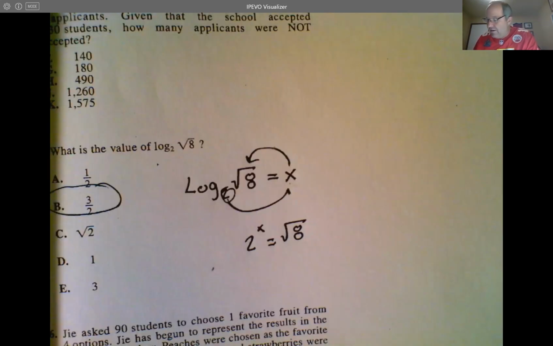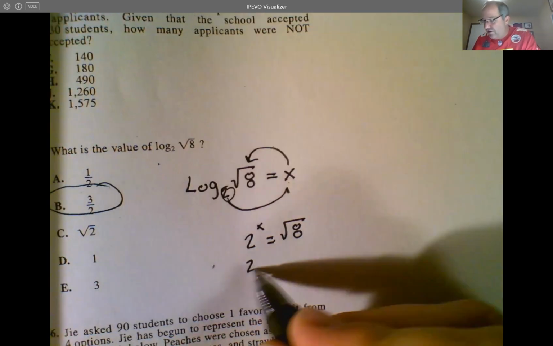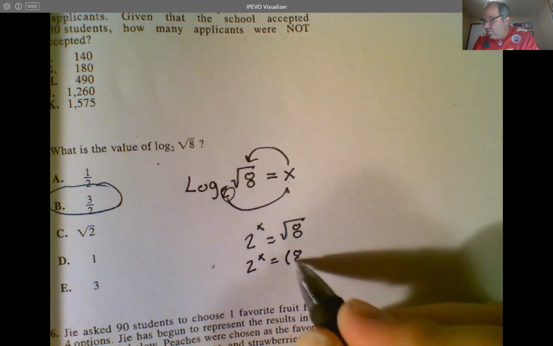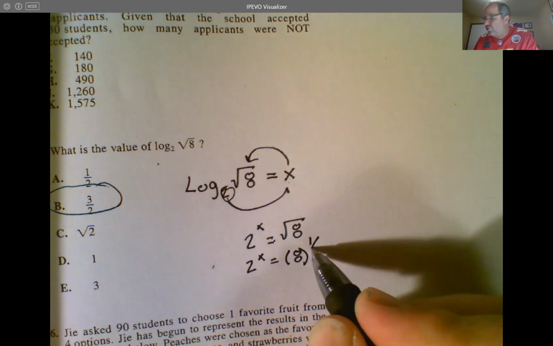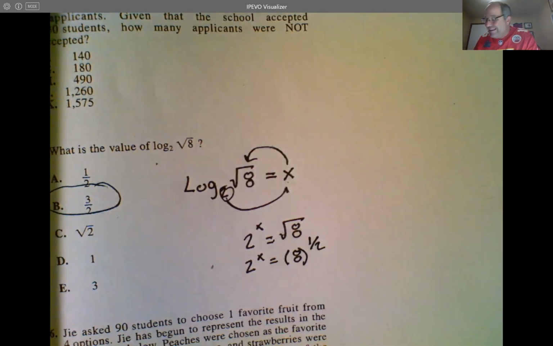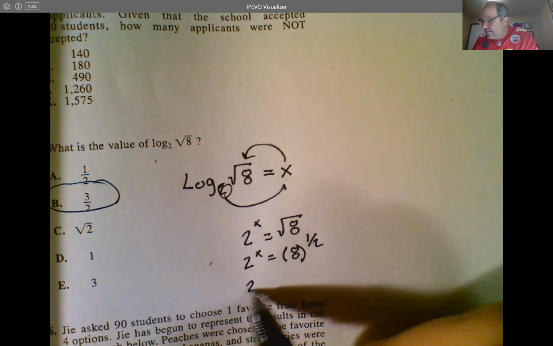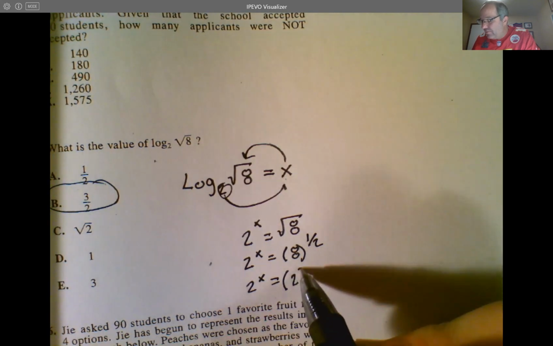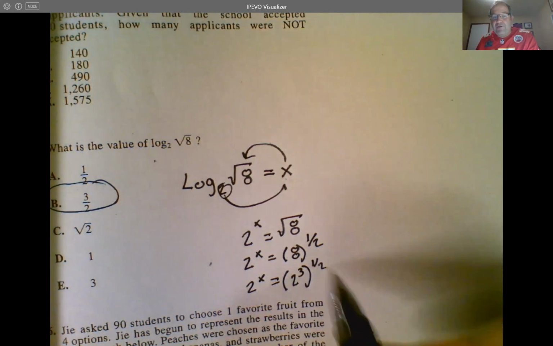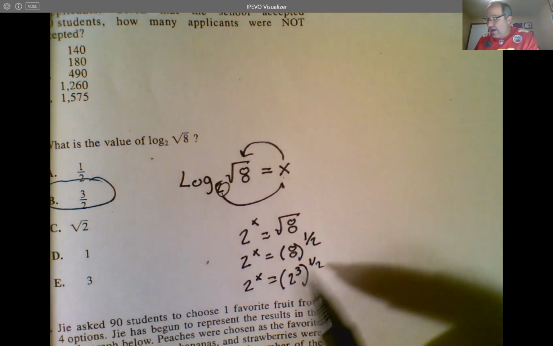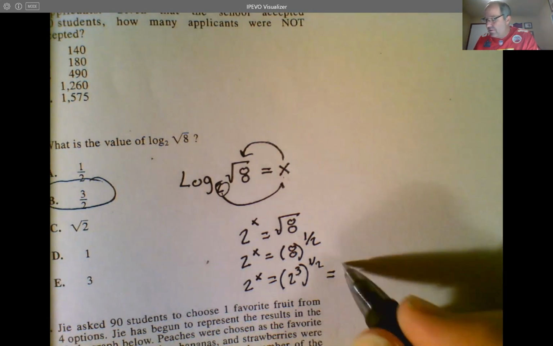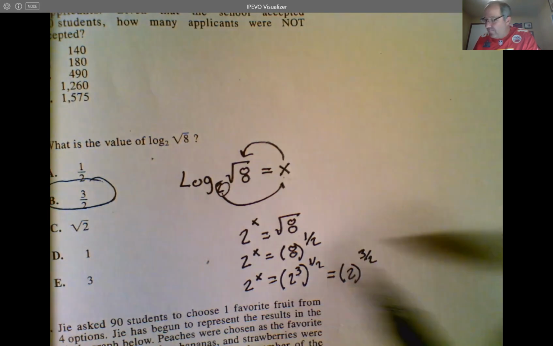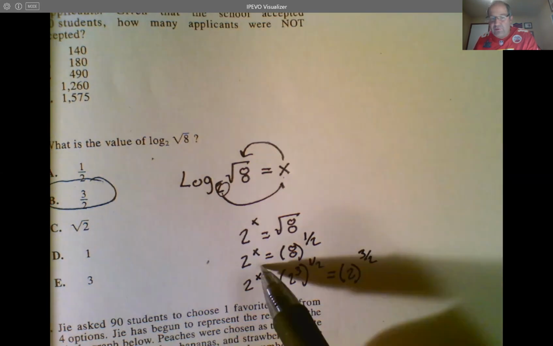Now, from there, the fun is just starting. We're going to rewrite the square root to be a 1/2 power. And then we're going to rewrite the 8 to be 2 to the 3rd power. And then we got to remember that a power to a power means we multiply. And then there we see it, x equals 3/2.